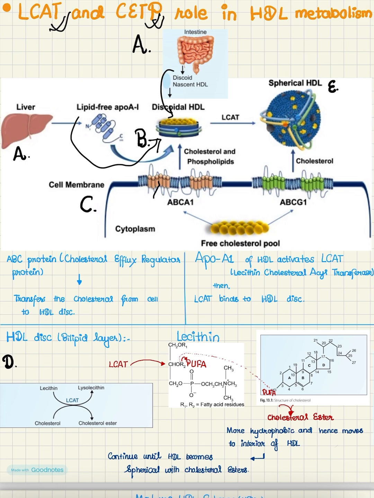In the peripheral tissue, there are proteins called the ABC protein or cholesterol efflux regulator protein. What they do is transfer the cholesterol from the cells to the HDL discs. And the ApoA1 of the HDL activates the LCAT, lecithin cholesterol acyl transferase. Then LCAT binds to the HDL discs.